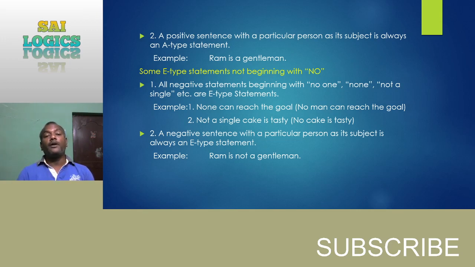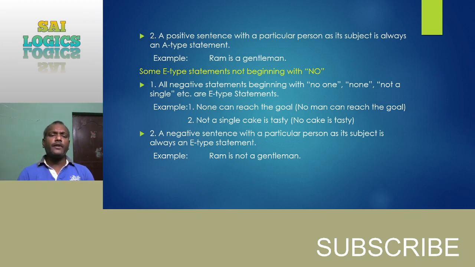Second example, not a single cake is tasty. So not even a single piece of the cake is tasty. So that means it is not at all tasty in the negative sense. Not a single we have to remove, and we can rewrite it as no cake is tasty. So negative statement with no one, none, not a single is a no type of statement.